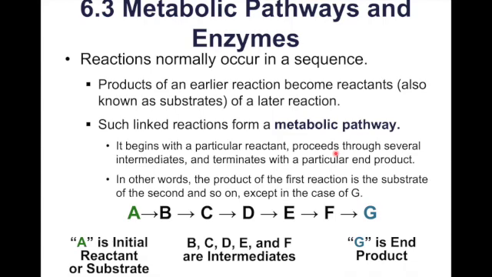Metabolic pathways: a lot of the processes happening in our body might actually be a sequence of smaller reactions, and we might think of it as just the beginning and the end result, but there's a lot going on in between. And so this is a case where the products of an earlier reaction can become the reactants of a later reaction.